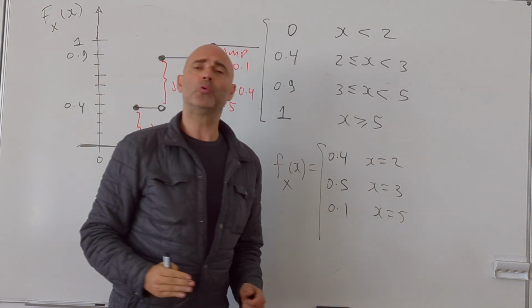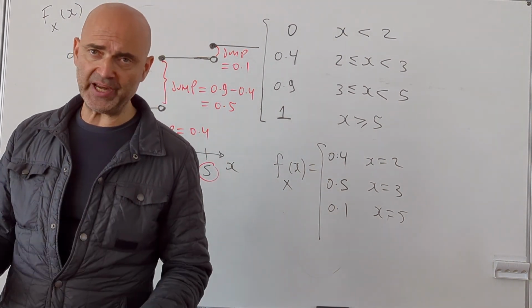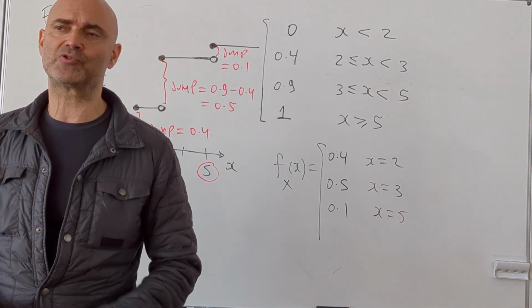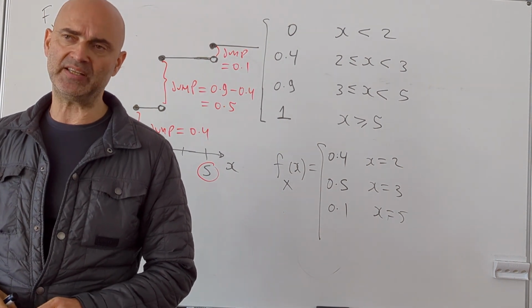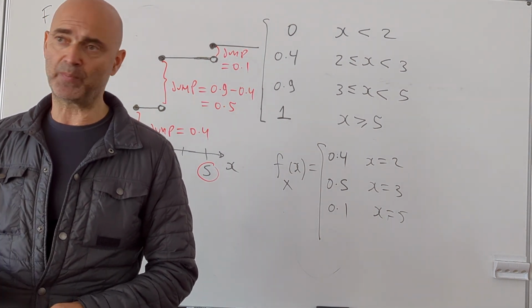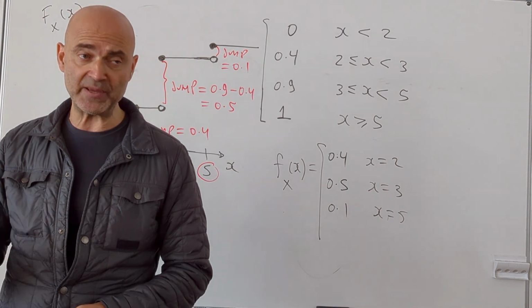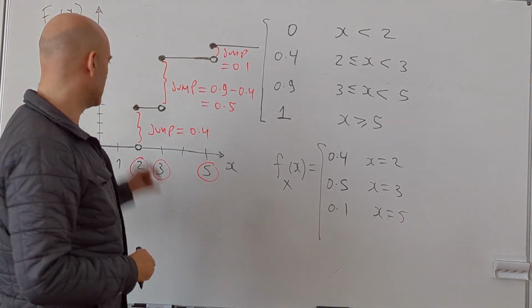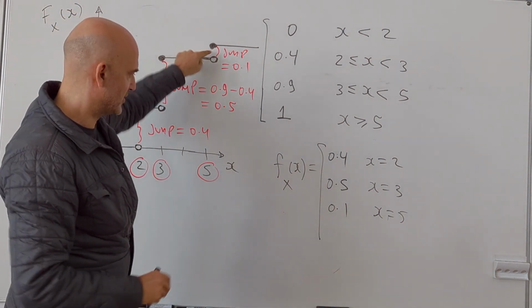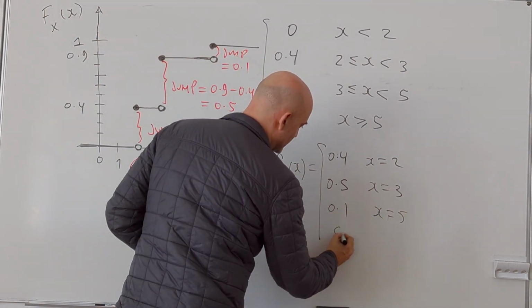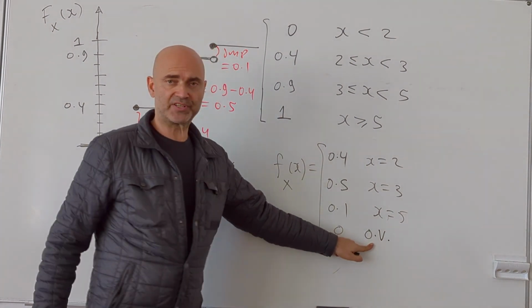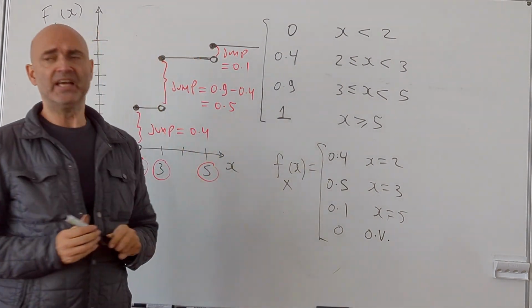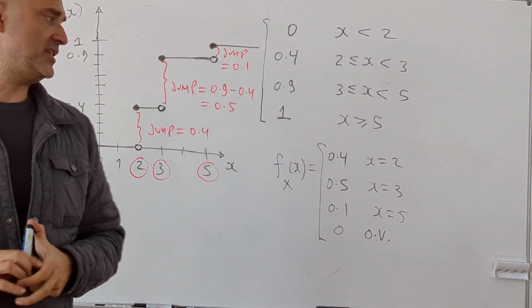So now we have the 3 possible values where we have jumps, and we have the probabilities of those values. The probabilities are very simple to obtain, they are equal to the jumps. Okay? Now I can put 0 for other real numbers. And we obtained the probability function.